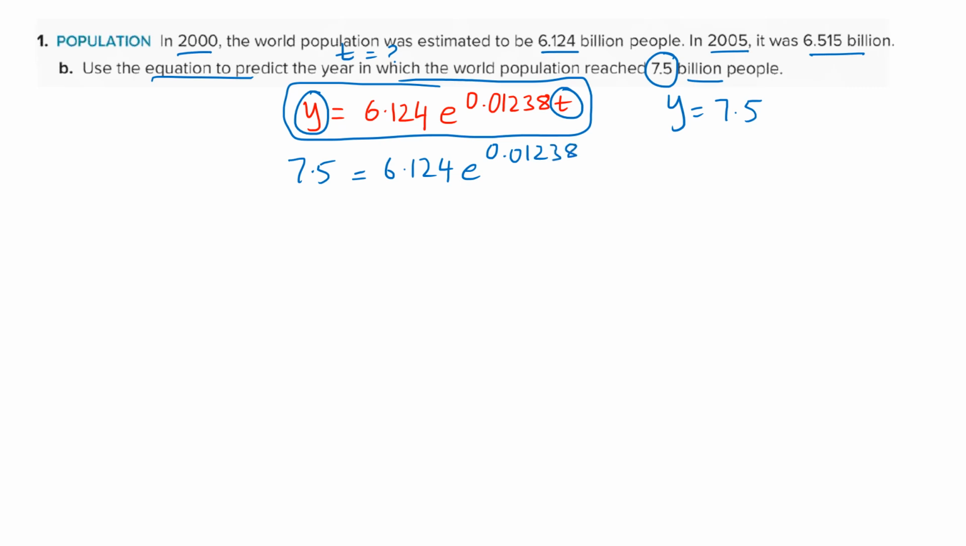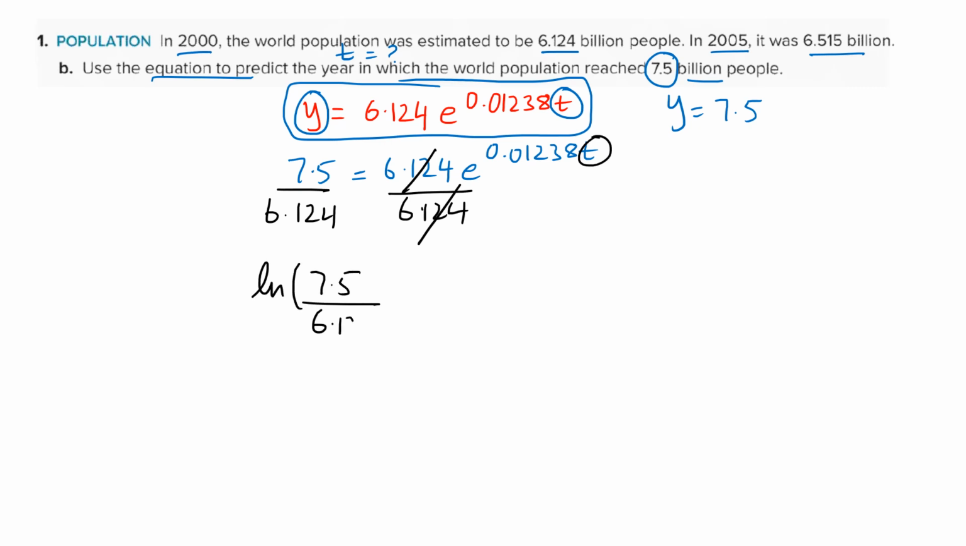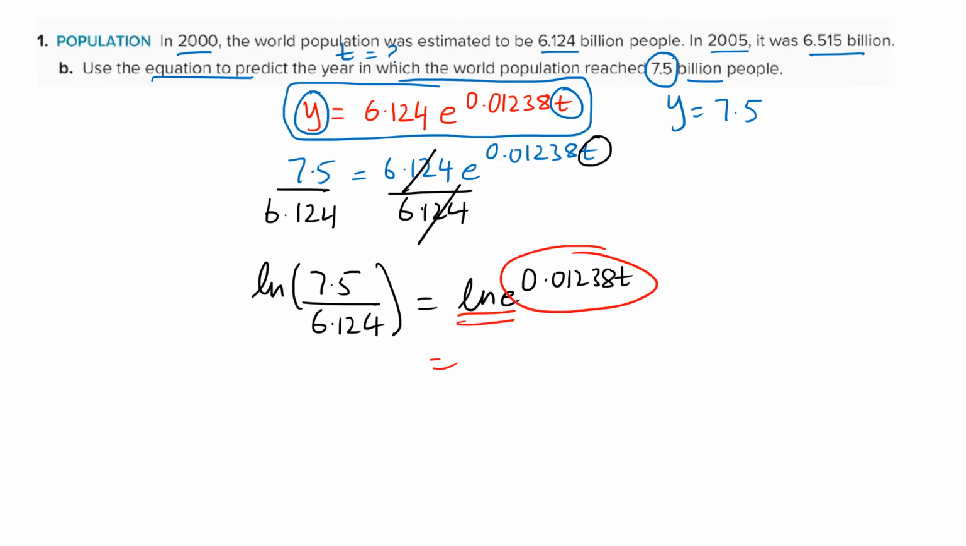Now notice that the t is in the power, so we have to bring it down. So we'll divide both sides with 6.124, cancel this, and then again use our calculator to simplify. Because your t is in the power and we want it to be coming down, so we will take natural log of both sides, just like we did in one of the previous questions. So this is going to land up with me with ln e to the power 0.01238t. Now you know ln e is 1, so the only thing which is left on the right side is the decimal multiplied by t.